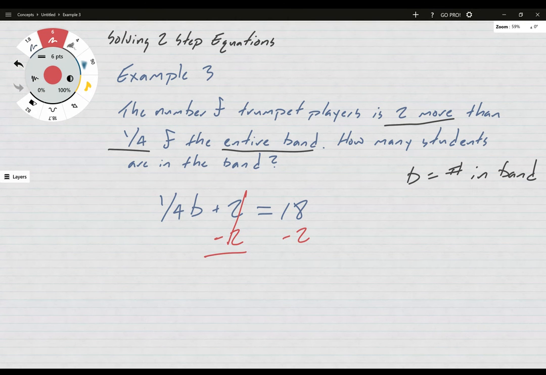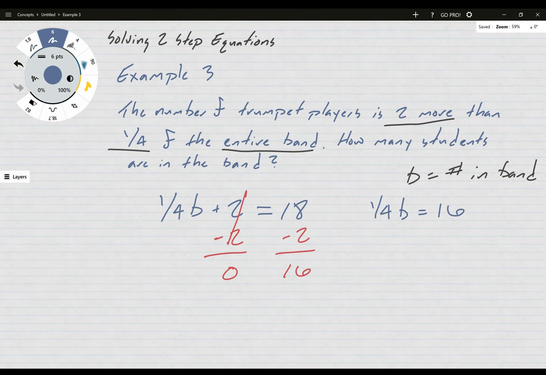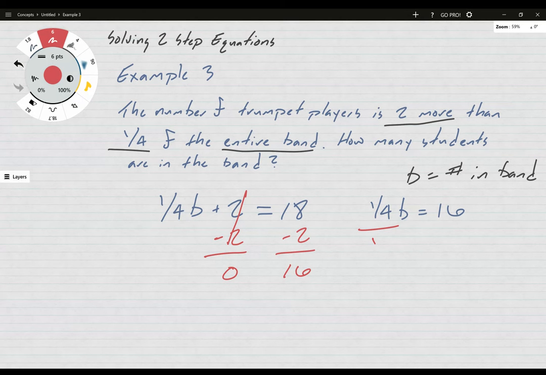That equals 0. 18 subtract 2 gives me 16. So I'm going to rewrite my new equation, and all I have left is 1/4 B equals 16. So we have a fraction, but it's the same step. We're still going to use division, because the inverse operation of multiplication is division. So I need to divide by 1/4 on both sides. 1/4 divided by 1/4 equals 1, so that cancels out.